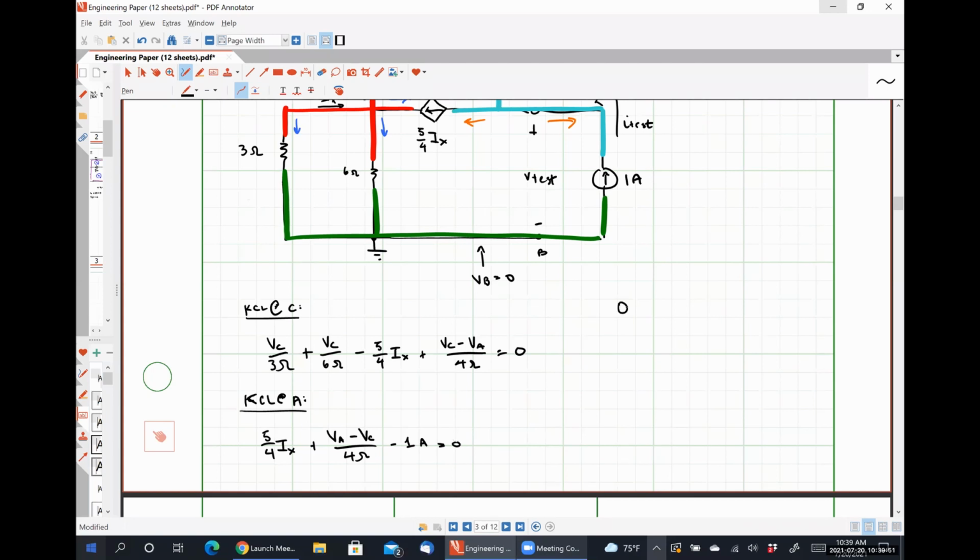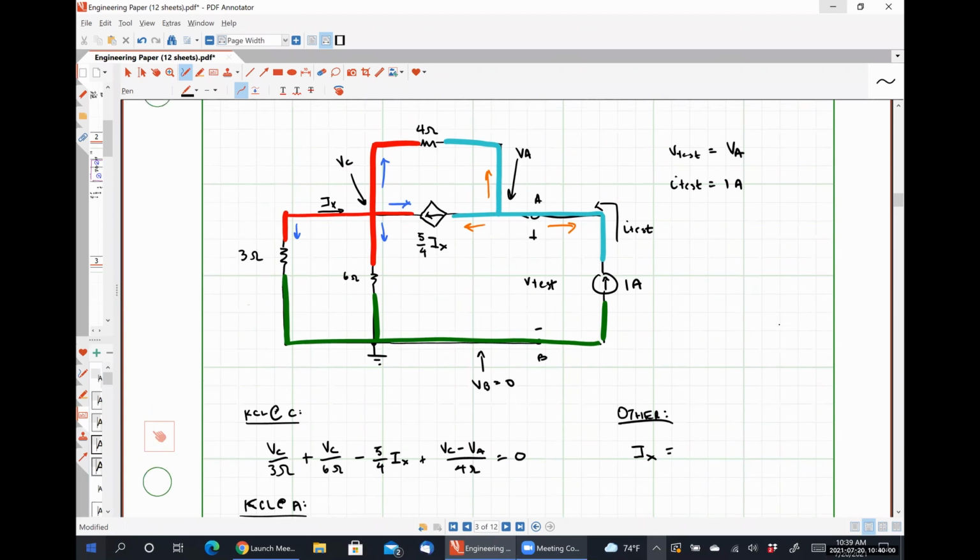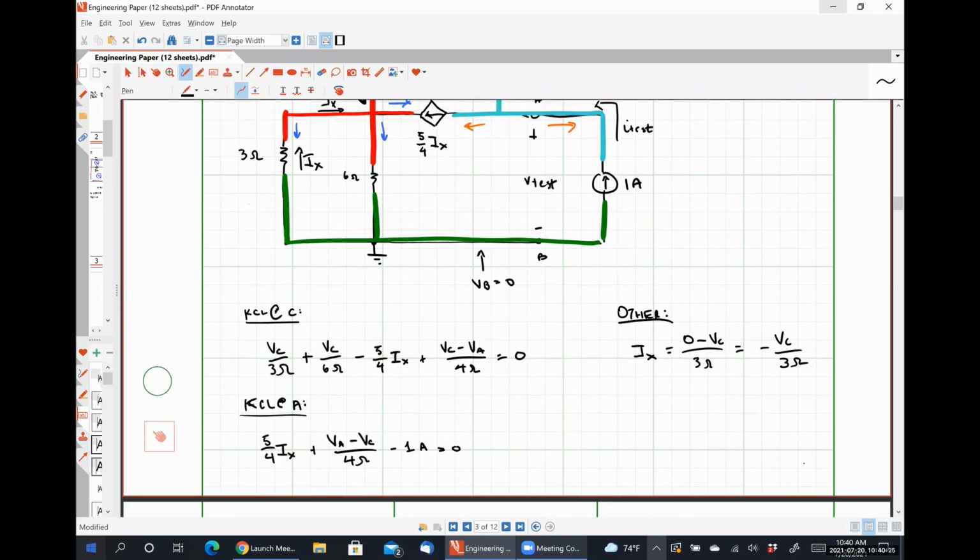And I'm going to have another equation as well, where I define IX in terms of my nodal voltages. So IX is the current flowing through the 3 ohm resistor in this direction. It starts at ground, so that's going to be 0. It ends at node C, so that's 0 minus VC over 3 ohms, or just negative VC over 3 ohms. So I have 3 equations, 3 unknowns, so I'm going to solve for VA, VC, and IX.